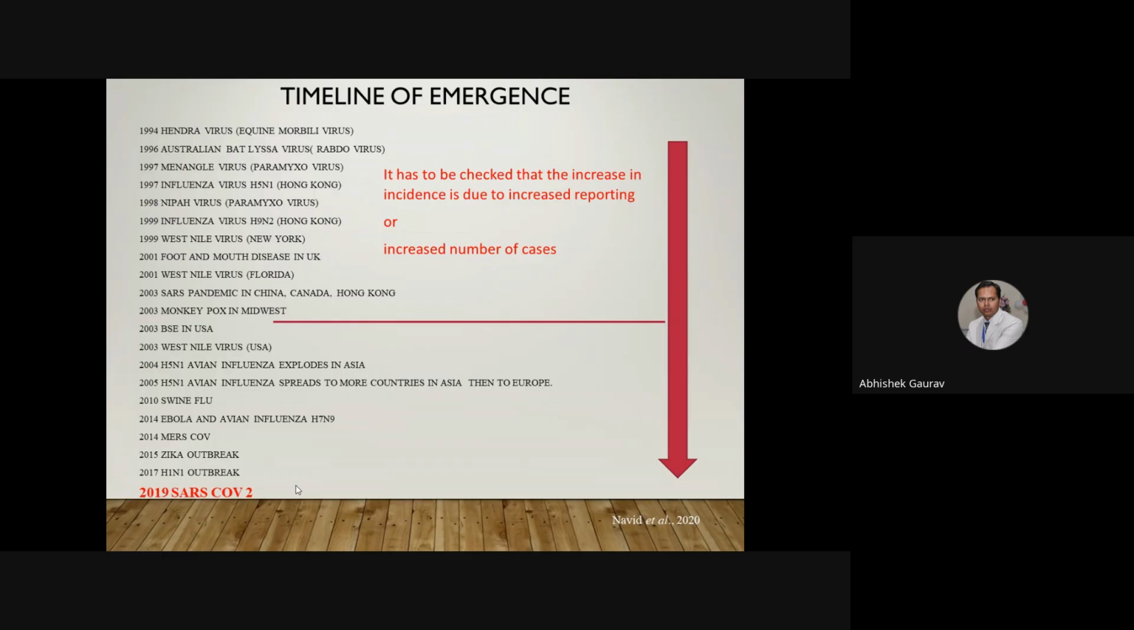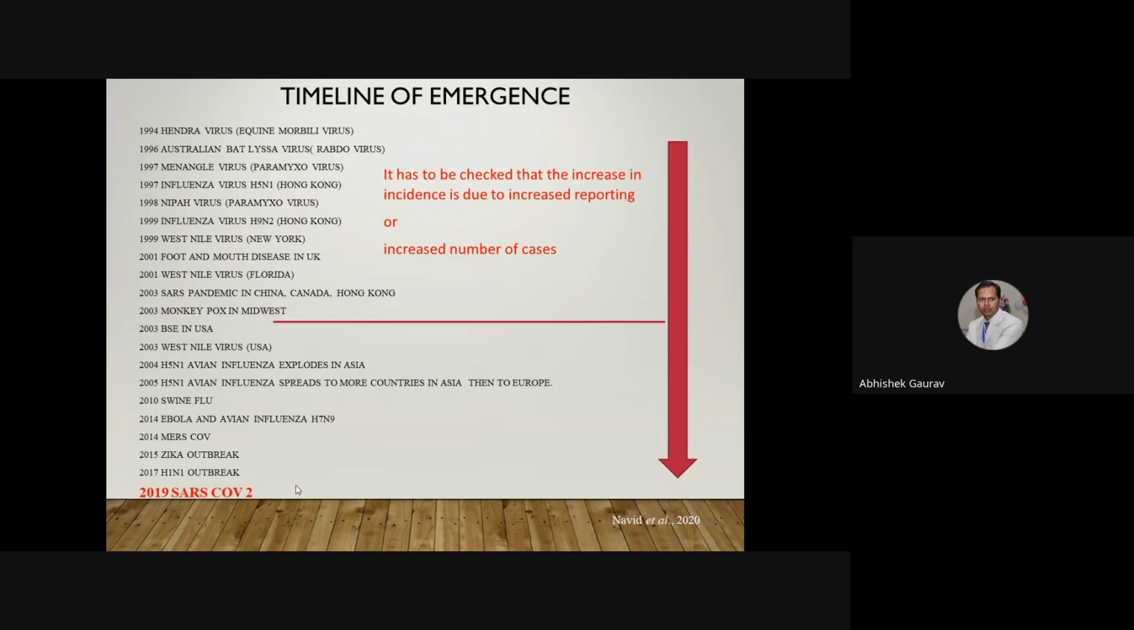So it is the latest pandemic which has affected the entire globe. Now, it has to be checked whether the increase in incidence is due to increased reporting or an increased number of cases. This is an important point. Sometimes when we increase the reporting or the diagnostic capacity, the number of cases increases, but that is not true reporting. True reporting means that when the cases are building up, then we can say that it is an emergency.